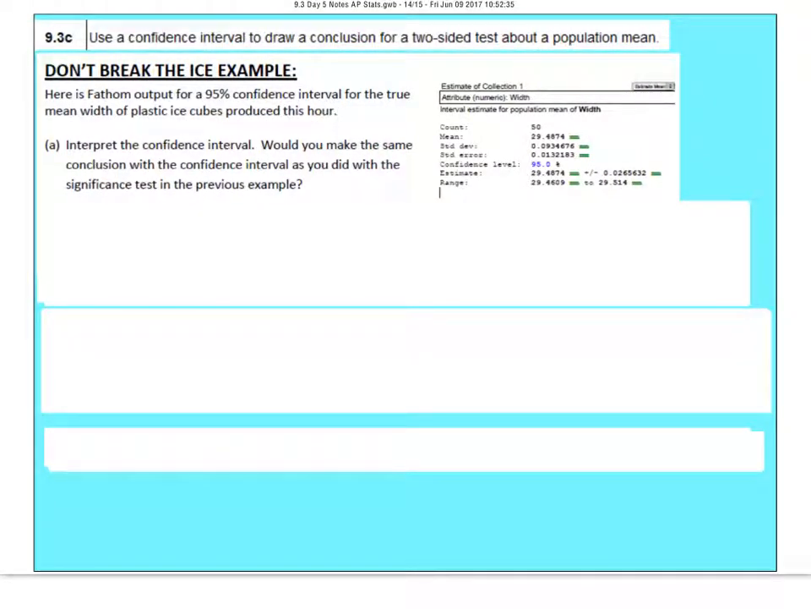And remember what we were looking at, the original hypothesis was that the width of these ice cubes we thought was not equal to 29.5. So from this output, let's see where the confidence interval sits. This is not that hard to read. Here we have the confidence level of 95%. Now, is that true? Let's just confirm it for a second.